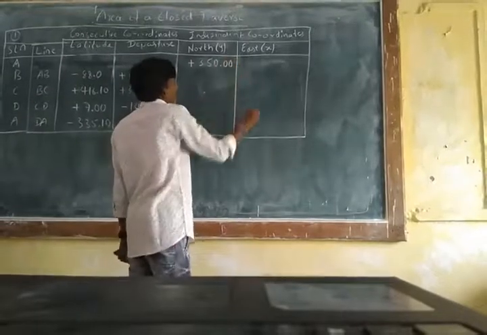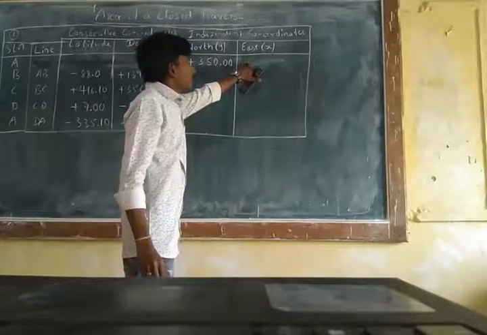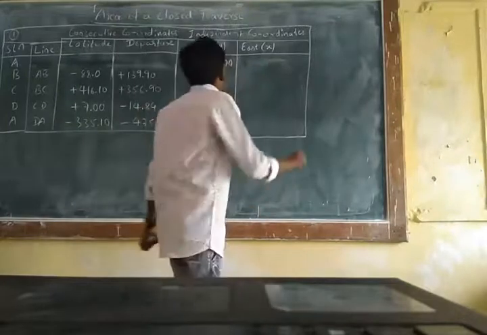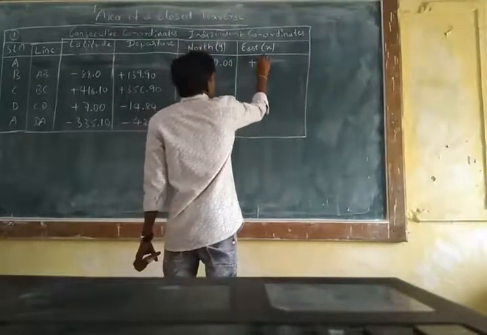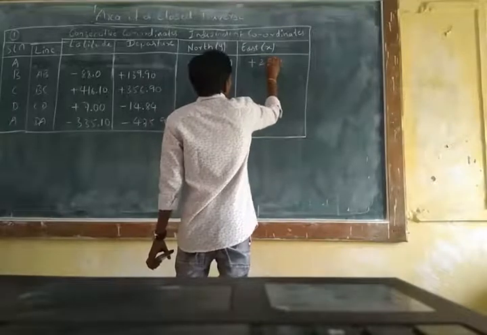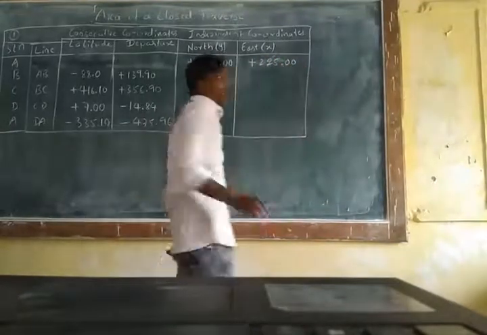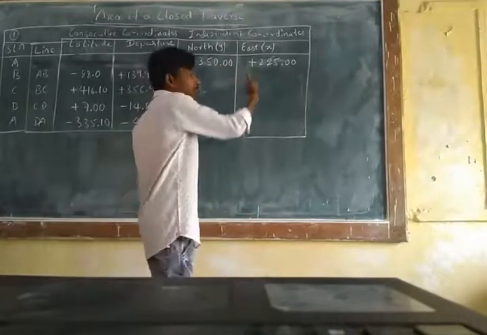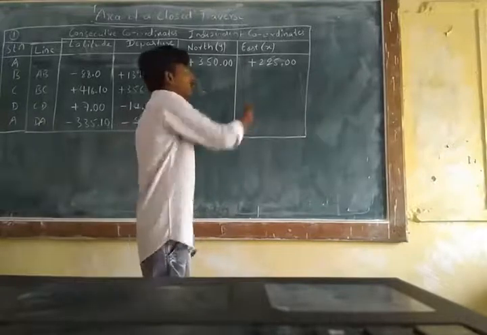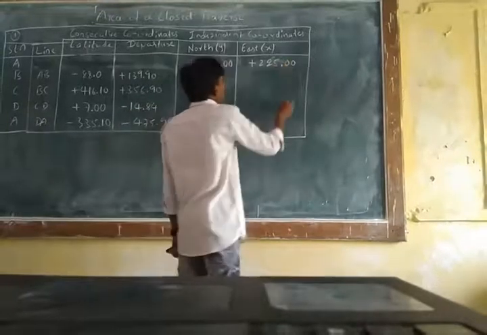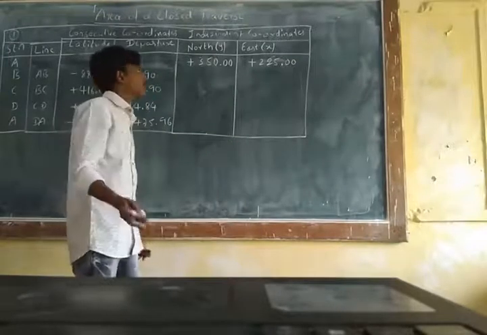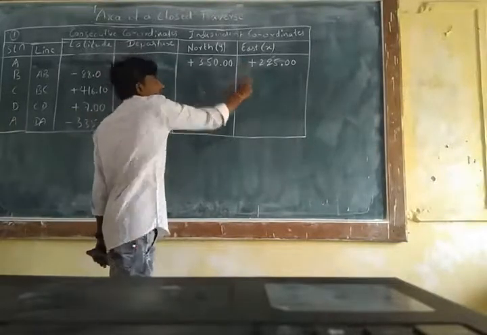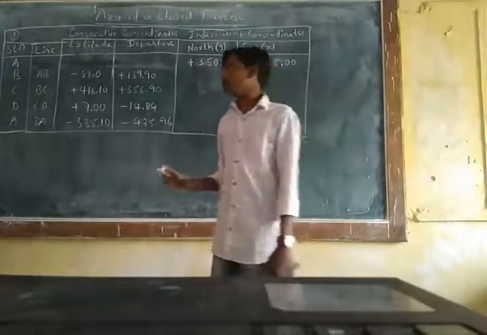350.00, and for the x coordinates for the first point A, I'll assume the independent coordinate as 150 or 250 or 225.00. Please don't assume numbers after the decimal. It will make it difficult to calculate. So just assume a round figure, which is 350, 100, 200, 1000, 2000, anything, but don't forget the plus sign. Always it should be a plus value.